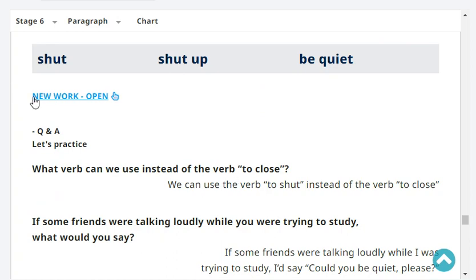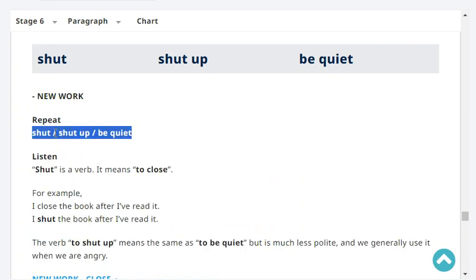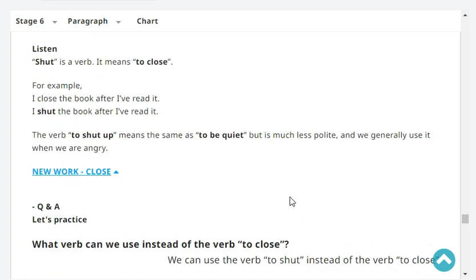Okay, next, repeat: shut. Shut up. Be quiet. Very good. Okay, listen. The word shut is a verb. It means to close. For example, I close the book after I've read it, or I shut the book after I've read it. The verb to shut up means the same as to be quiet, but is much less polite, and we generally use it when we're angry.